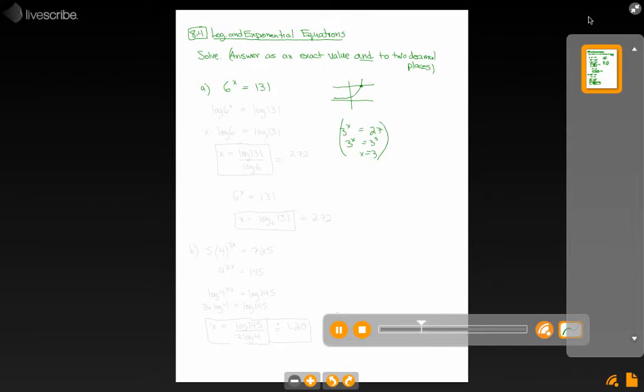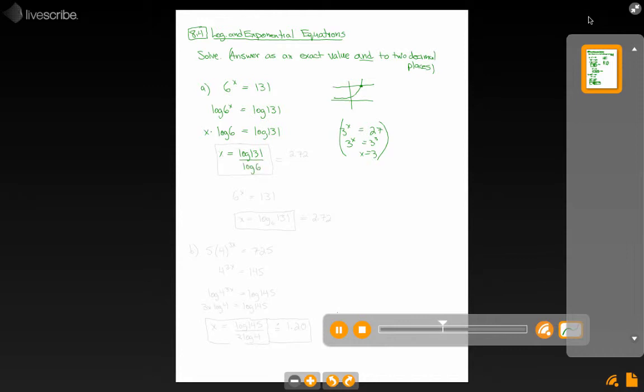So the tool that we're going to use here is to take the log of both sides of this equation. If 6 to the x equals 131, then log of 6 to the x must equal log of 131. They're both positive numbers. There's nothing saying we can't log them. The reason why this is such a useful tool in algebra is that we can bring this x down and say x times log 6 equals log 131. So x equals log of 131 divided by log of 6.